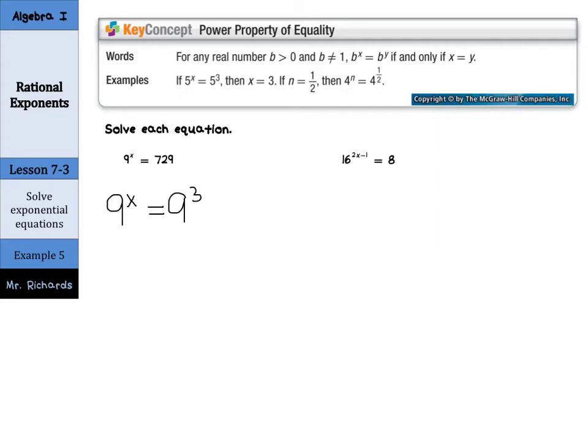Now, what this property is saying is, well, I have the same base. So I can simply set my exponents, my powers, equal to each other. X equals 3. And that's my solution. X equals 3.